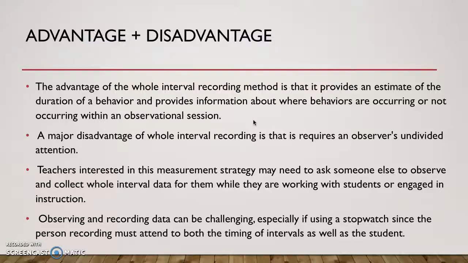A major disadvantage of whole interval recording is that it requires an observer's undivided attention. Teachers interested in this measurement strategy may need to ask someone else to observe and collect whole interval data for them while they are working with students or engaged in instruction. Observing and recording data can be challenging, especially if using a stopwatch, since the person recording must attend to both the timing intervals as well as the student.